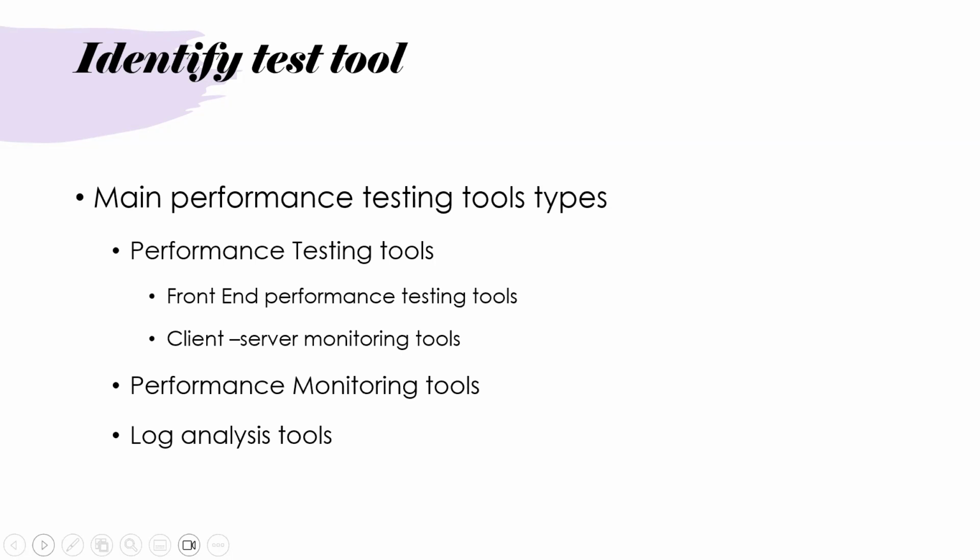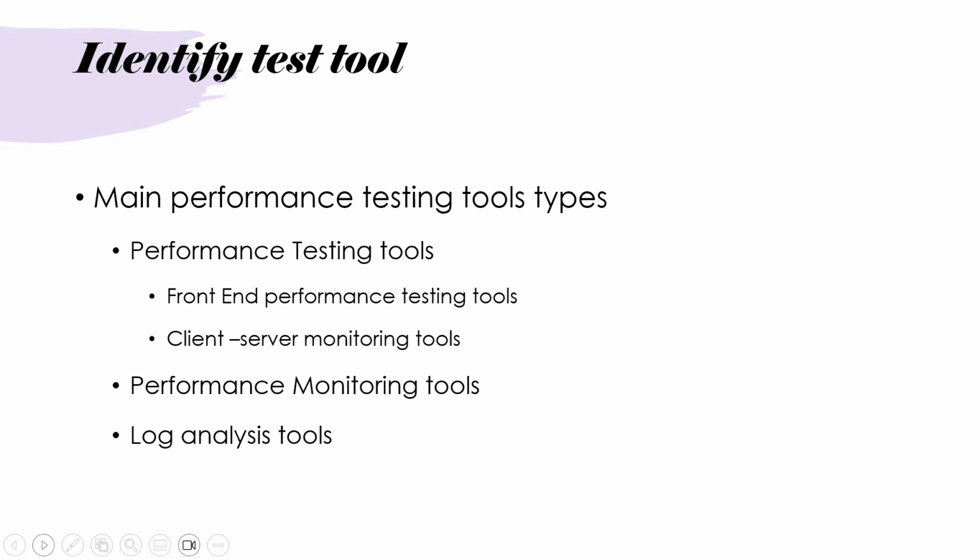When we select the performance test tool, we should identify what kind of test you're going to do. That's where defining the objective is more important. There are three main categories of performance testing tools. First one is load generating tools. The second one is monitoring tools. The other one is log analysis tools.